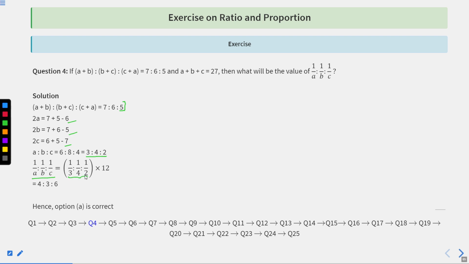And the LCM of these terms is 12. So we can multiply it by 12 so that we can get rid of denominators, fractions. So it will be 4 is to 3 is to 6. So the correct option here will be option A.